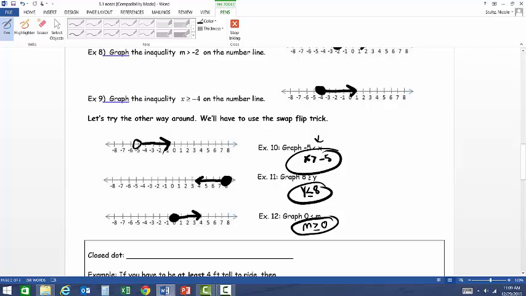And you want to check your answers with mine. You should have solid dots in the last 2 because of that little underline. That means can also equal. But there is no solid dot in here because -5 does not work if I plug it in here.